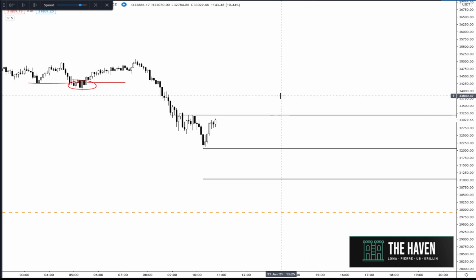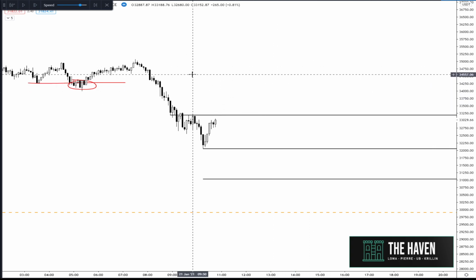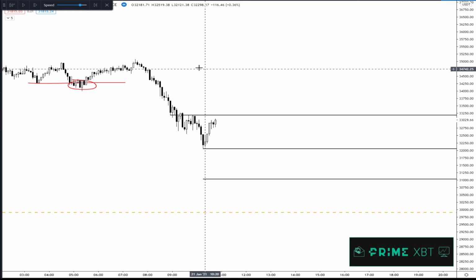Okay, so this would have been fine for a range for now, just to see if price would respect those levels. Like I said, just kind of messing around, seeing if there's anything significant going on.